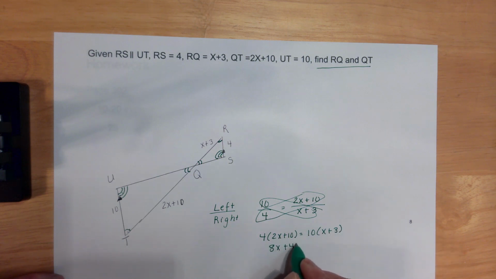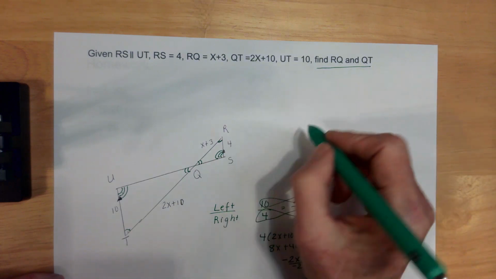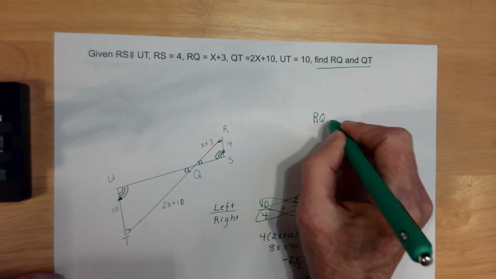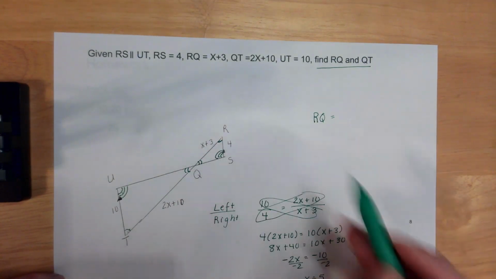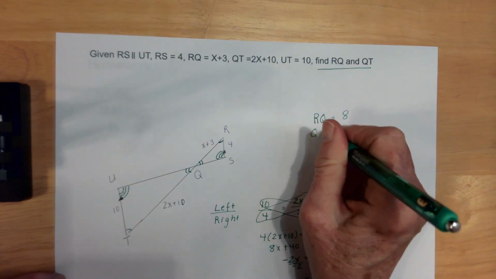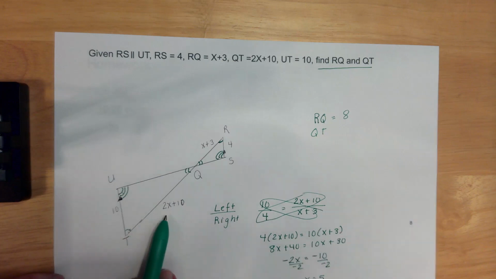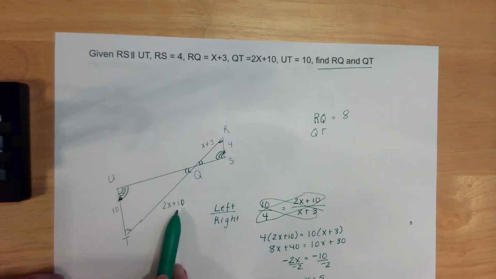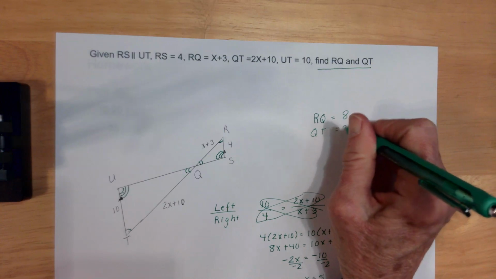8x plus 40 equals 10x plus 30. I'm going to subtract the 10x, so I have a negative 2x. I'm going to subtract the 40, so I have a negative 10. When I divide by the negative 2, it's going to give me x is equal to 5. Then I have to plug back in. RQ is x plus 3, so it's 5 plus 3 or 8. And QT, which is this, is 2 times 5 plus 10, so that's going to be 20.